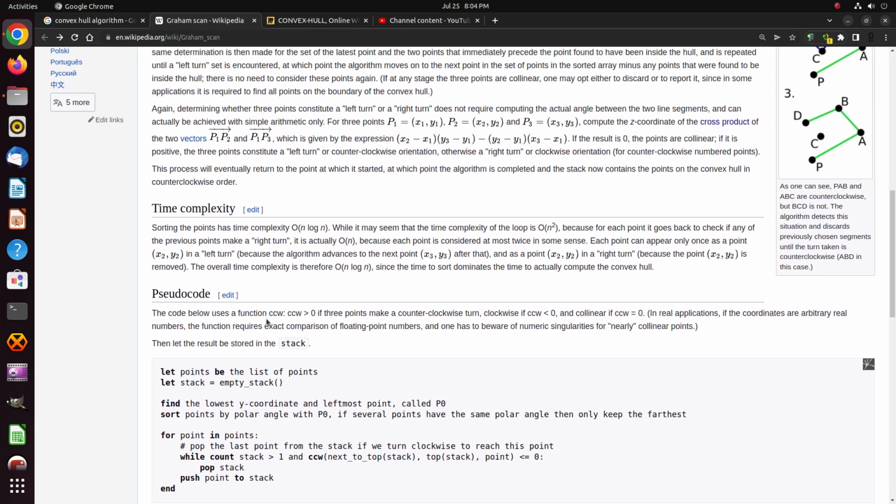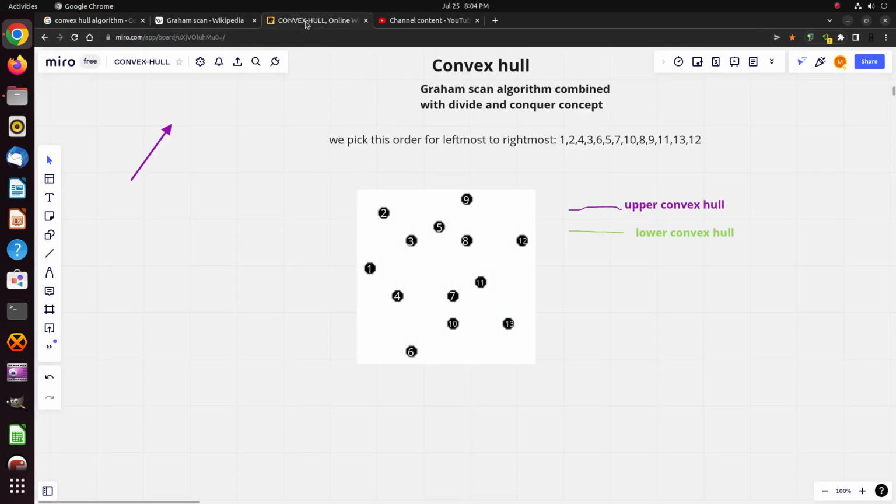In this demo, I'll use the same Graham scan algorithm with the divide and conquer concept, which is to build the upper hull side by side with the lower hull. If you don't know what orientation is, guys, you can see the video where I explain this concept in detail.